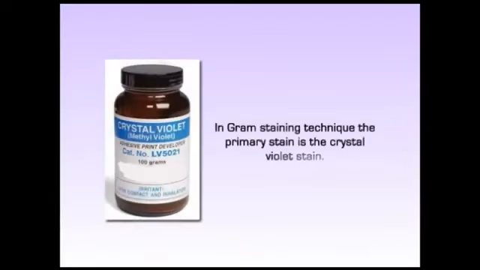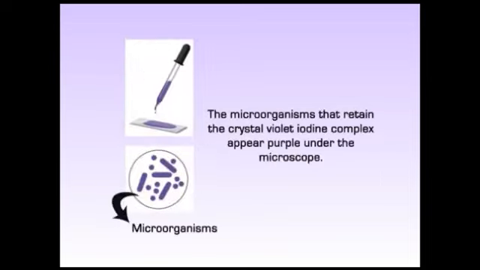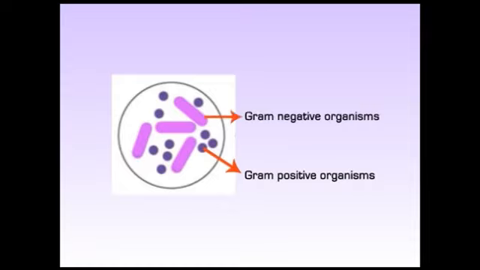So next we'll see the mechanism of gram staining. In gram staining technique, the primary stain is the crystal violet stain. The microorganism or the bacteria that retain the crystal violet iodine complex appear purple under the microscope. Such organisms are commonly classified as gram-positive, whereas others that do not stain crystal violet are the gram-negative organism.